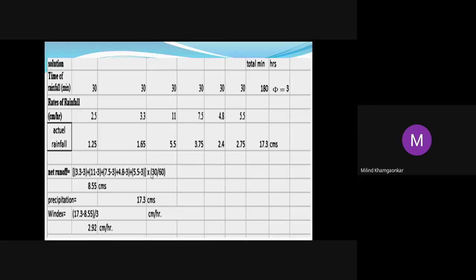Now we have found this runoff for 30 minutes, because the duration of each rainfall is 30 minutes. So we multiply by 30 divided by 60, because the rainfall intensity and the phi value are in centimeters per hour, which is an hourly value. Therefore we have converted this for the duration given, that is 30 by 60. So the net runoff after calculating this is 8.55 centimeters. It is for this 180 minutes. I think everybody is getting it. Now the precipitation we have found.